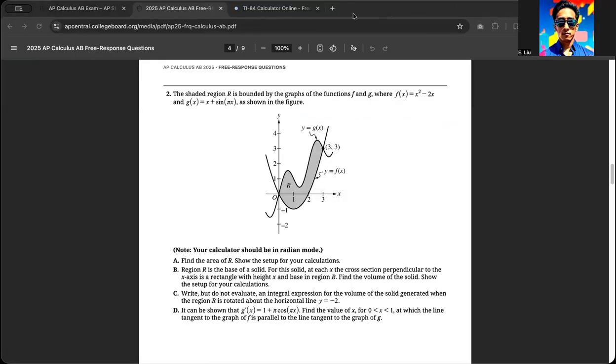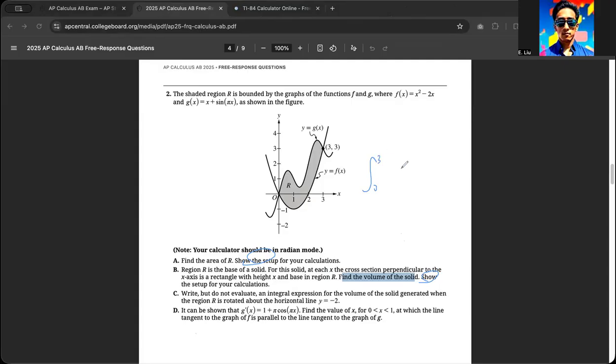Number two, or B. Region R is the base of a solid. For this solid, at each x, the cross-section perpendicular to the x-axis is a rectangle with height x and base in region R. Find the volume of the solid. Show the setup for your calculations. All right. Remember, anytime they say that, show the setup, right? You have to make sure that you show what your equation is going to be.